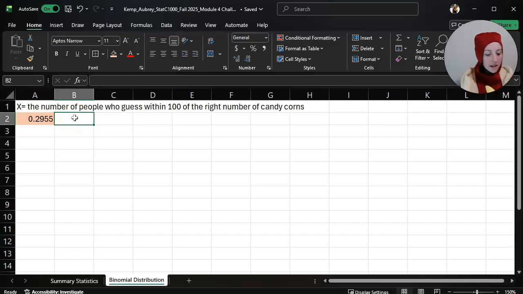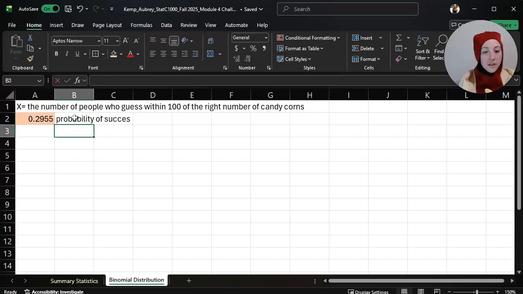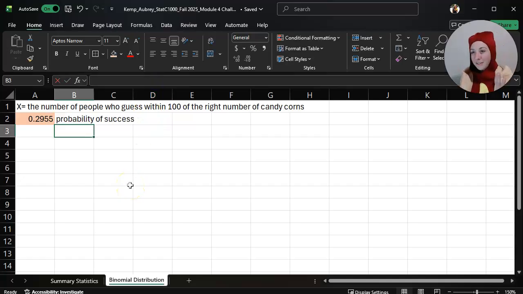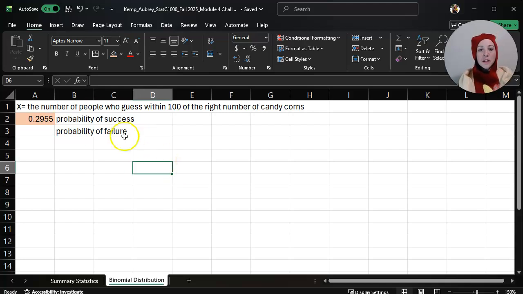So the way you can think about this is that this is the probability of success. So we're saying the probability that I randomly select someone from our data set, for example, who guessed within 100 of the right number, this would be the probability of success. So let's then find the probability of failure. Again, the probability of failure is the complement of the probability of success.